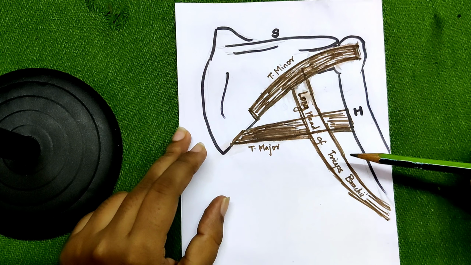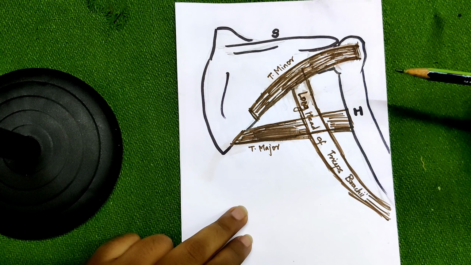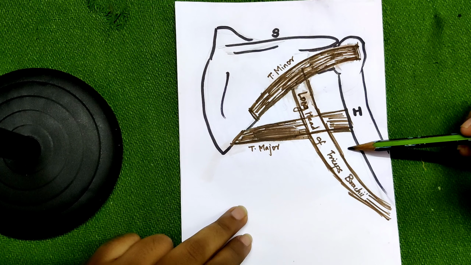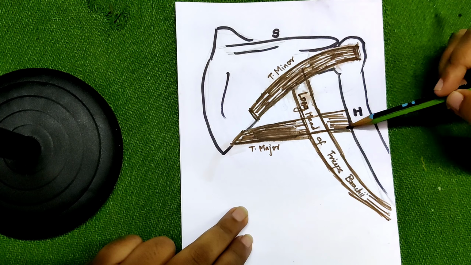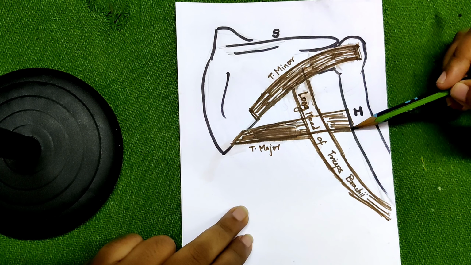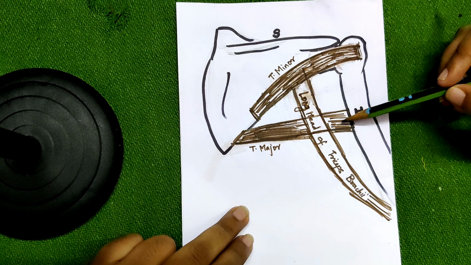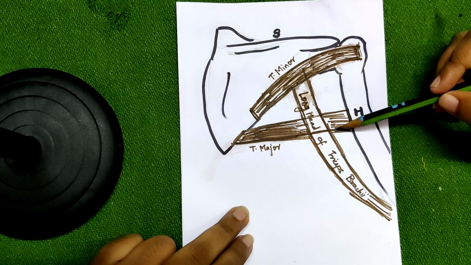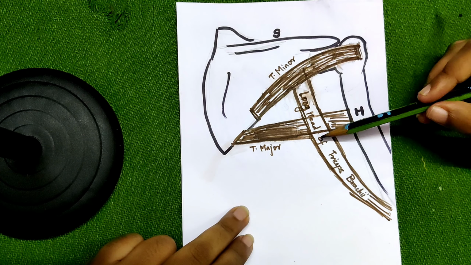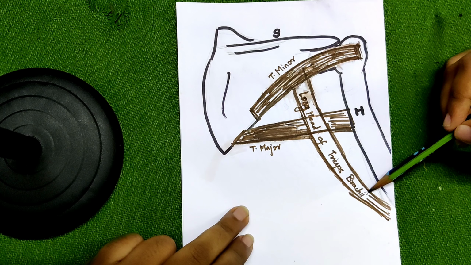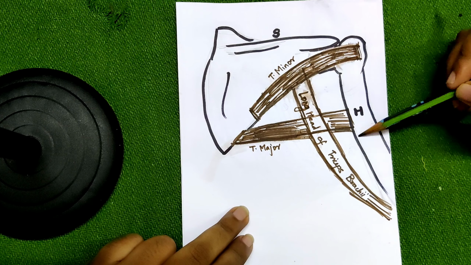Okay, so now let's see the lowest one, that is the lower triangular space. The lower triangular space again has three borders. So it has a superior relation, a medial relation, and a lateral relation. The upper relation is formed by the inferior border of teres major. The medial boundary is formed by the lateral border of long head of triceps brachii, and the lateral relation is formed by the shaft of humerus.